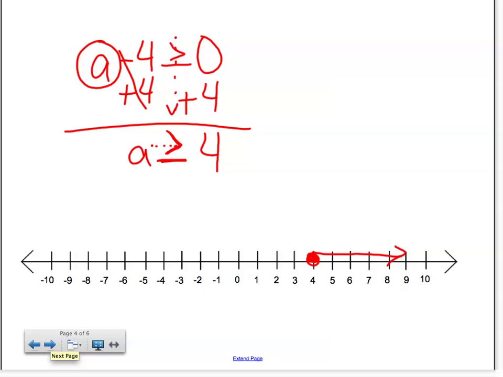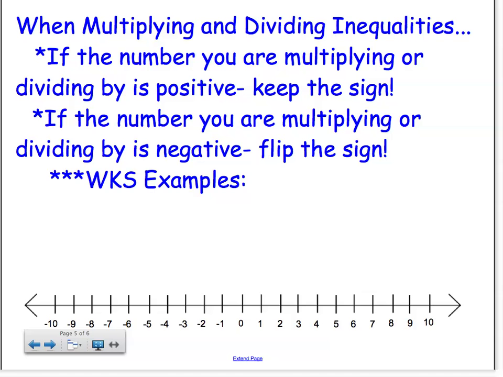Now let's switch gears a little bit and solve inequalities by multiplying and dividing. Okay, now this is a little bit different. Remember that if the number you're multiplying or dividing is positive, we keep the sign.